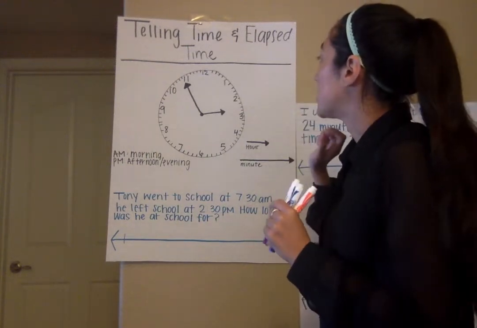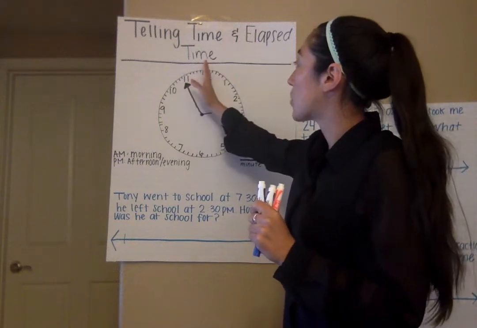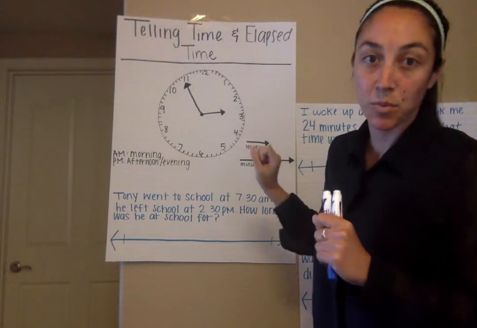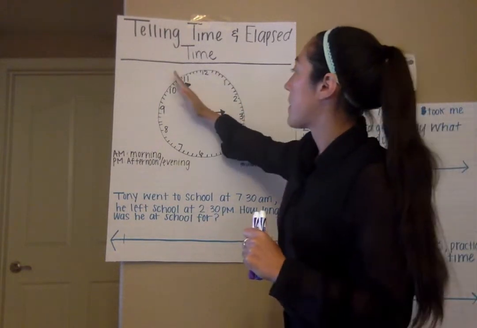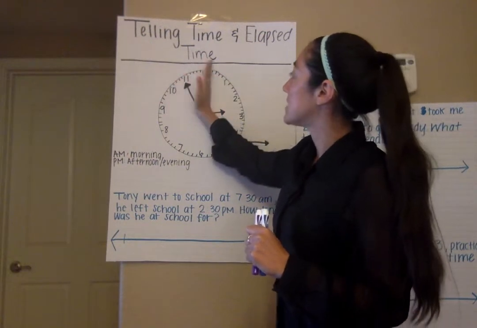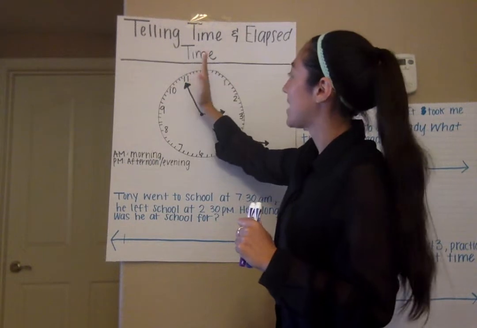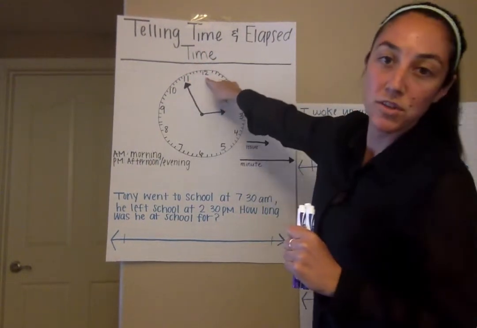It's also really good to remember that unless my minute hand hits the 12, my hour hand, even though it might look like it's pointing at 3, is still going to be at 2 o'clock. Remember, you have 60 minutes. Your minute hand does not go into the next hour until it hits over the 12.